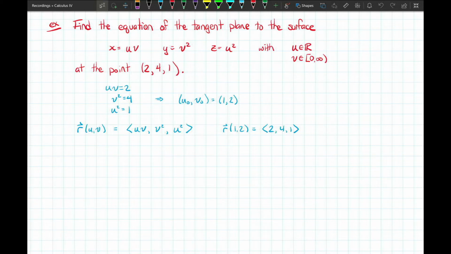Now, in order to get the equation of the tangent plane, we have to start off with two vectors that are tangent to the surface. They're just tangent to those grid curves. So we'll start off by taking the partial derivative with respect to u.